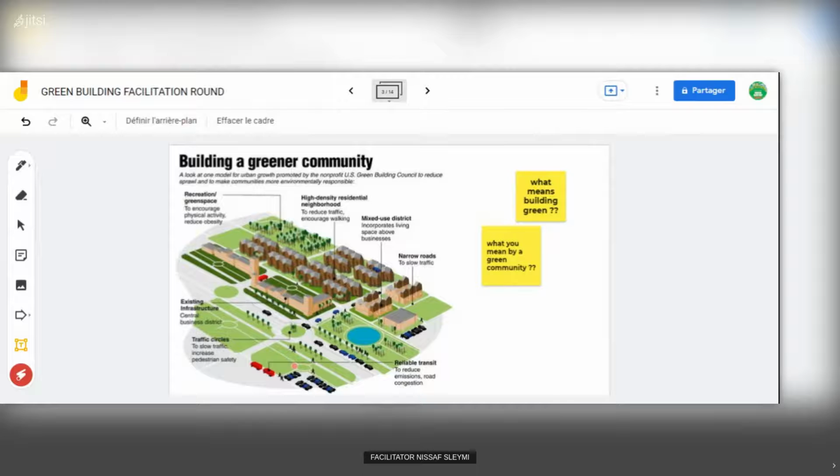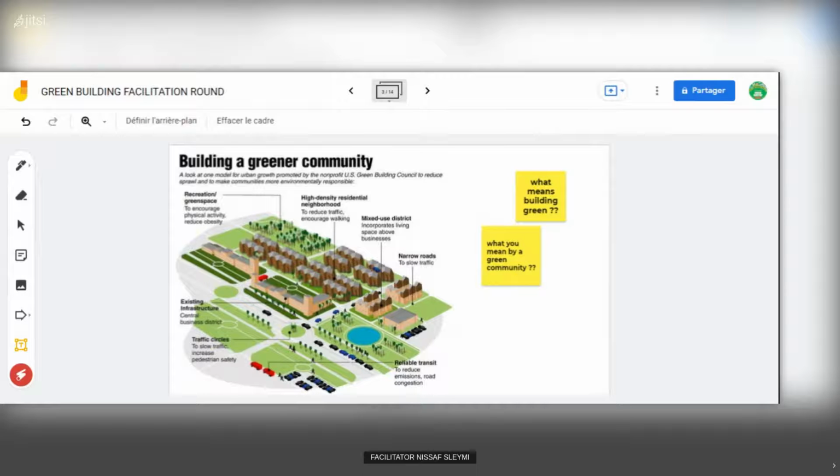Also reducing greenhouse gas emissions from transport, reliable transit, and road congestion. It's about transport management. And also, to increase pedestrian safety, we can use traffic circles to slow traffic.